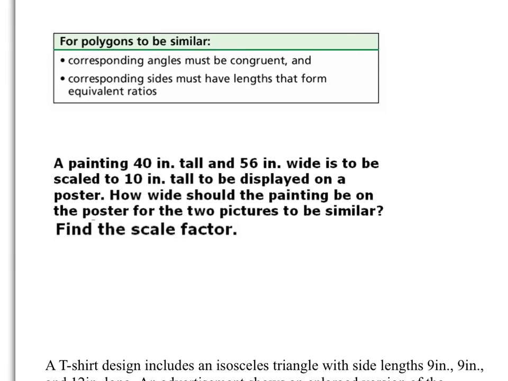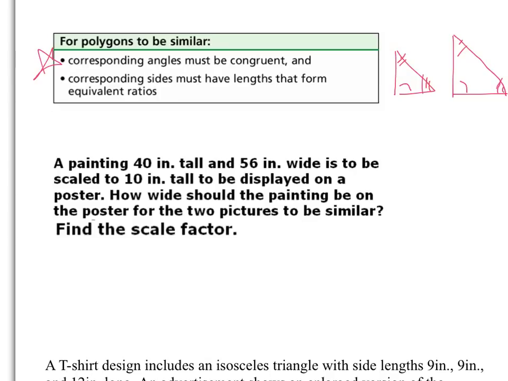Okay, so for polygons to be similar, a couple things need to happen. The corresponding angles must be congruent. So the angles that are corresponding, like let's do this. Now, I know I'm not a good artist. Pretend these are similar. The corresponding angles, like this angle and this angle, would need to be congruent, exactly the same. And the corresponding side lengths are proportional, just like this angle and this angle and this angle and this angle would need to be the same.